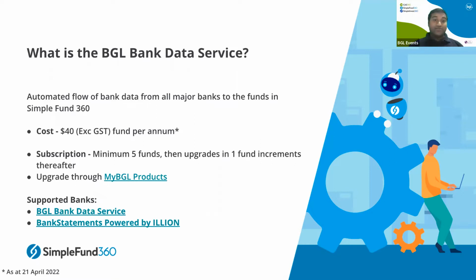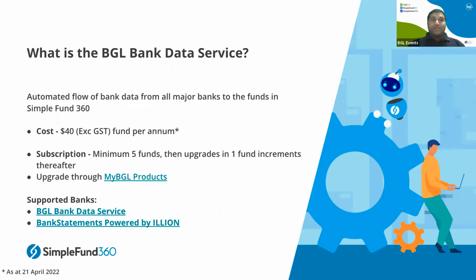If you're currently subscribed to the BGL Bank Data service, that's great. You'll be able to access it within the software, and we'll go through how you can set up those bank data feeds. If not, you can upgrade your license through your My BGL Administration Center. Your firm's BGL account owner, or anyone else who has access to My BGL, the administration center for your BGL products, will be able to access that from the app switcher within your software directly.